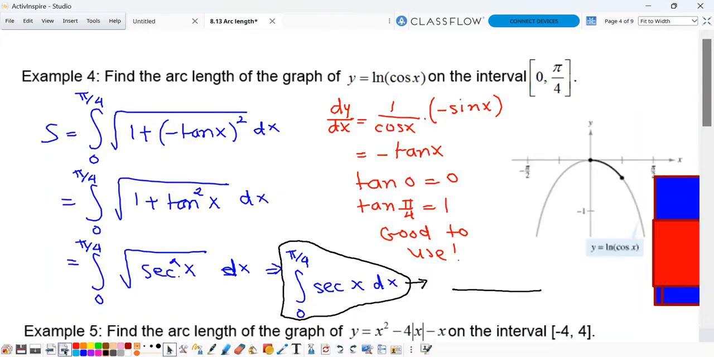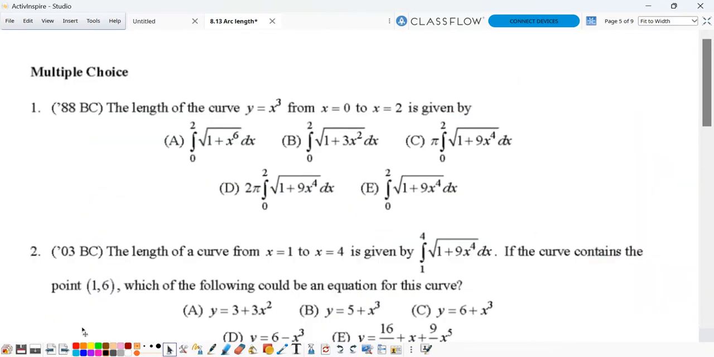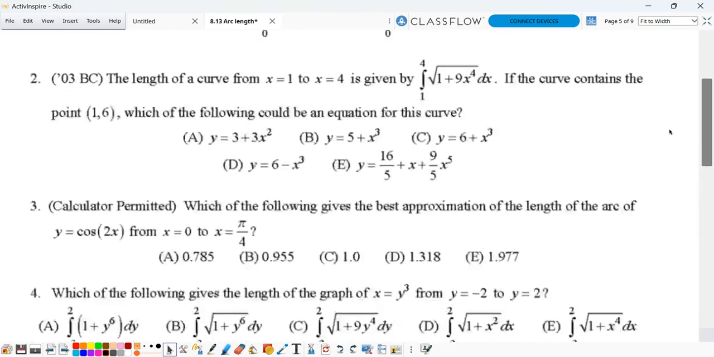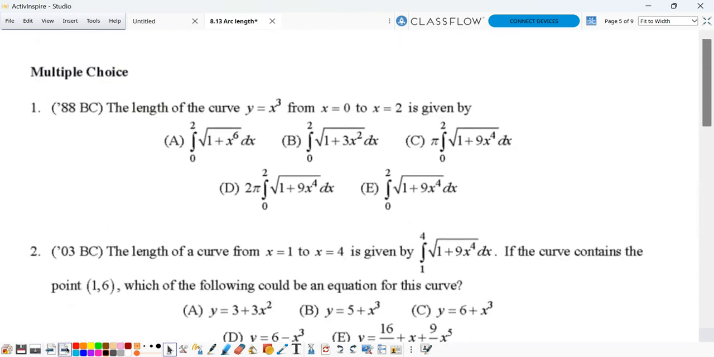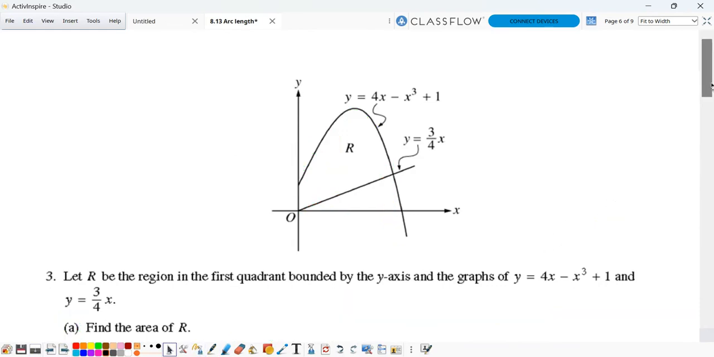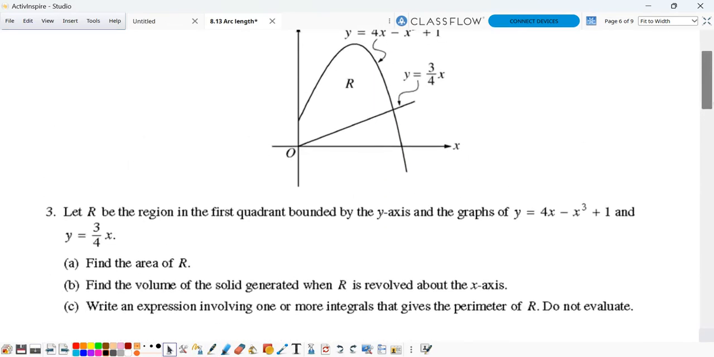Now, a tip for the AP exam. In the AP exam, they ask like this. Take a look at these multiple choice questions. I highly encourage that you look at all of them. All these multiple choice questions are related to arc length. And in free response questions, they ask it as a perimeter. So I'm quickly explaining perimeter. What is the concept of perimeter? Perimeter means add all sides.